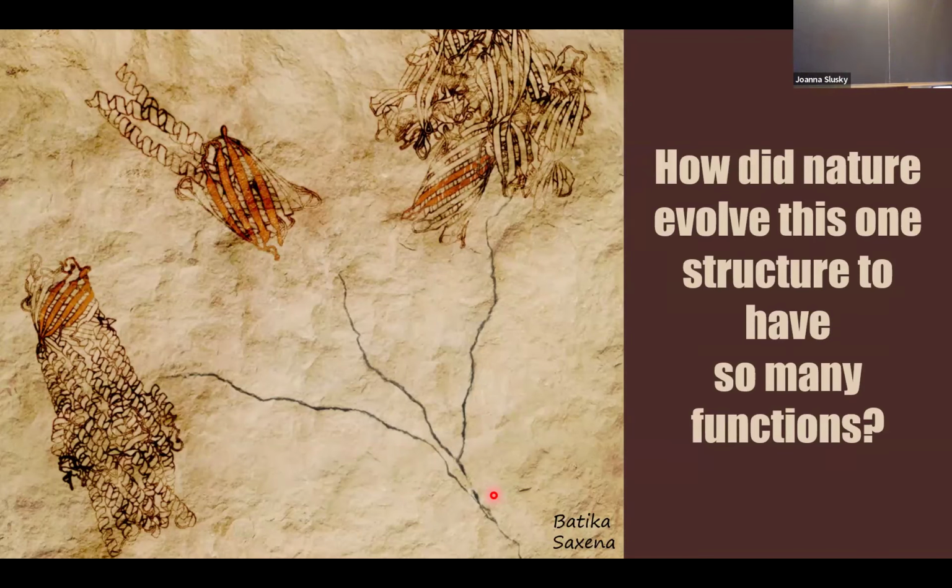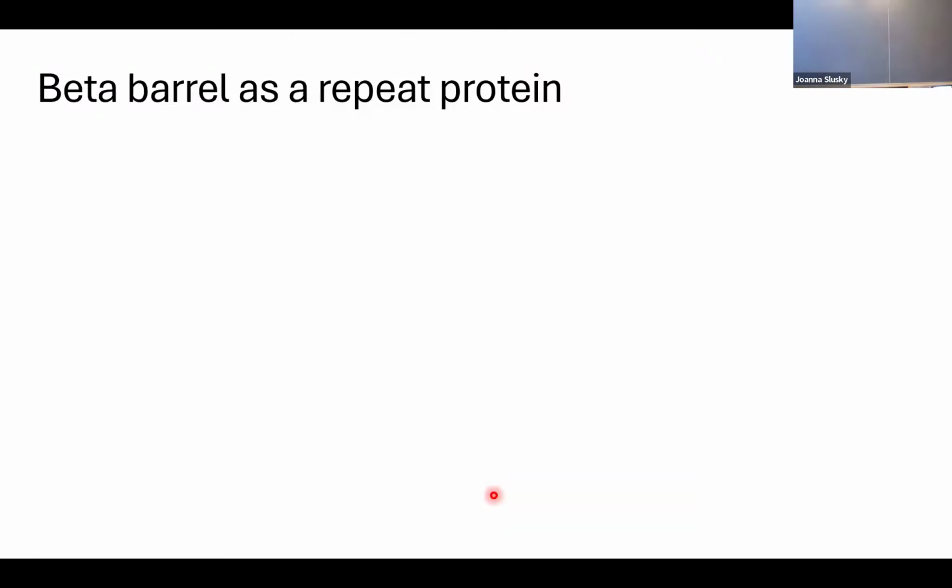But how did nature evolve this one structure to have so many functions? A lot of people think, and I think this is both a simplistic and a somewhat complex answer, that the answer is that these beta barrels are repeat proteins. I don't know how many of you are familiar with repeat proteins, but the way they function is that you have the same domain over and over and over again.